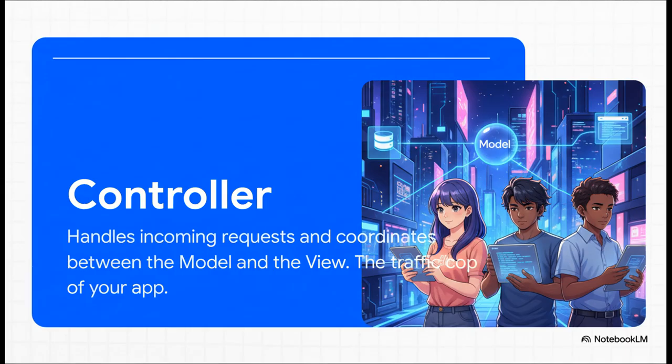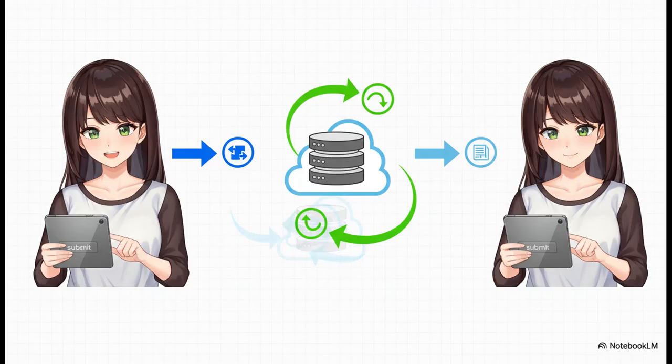Okay, now let's go out to the front of the house and meet our maitre d', the controller. You can also think of it as the traffic cop of the application. When a user clicks a button or submits a form, that request goes straight to the controller. It's the one that decides what happens next. And you can see that flow right here. A user hits submit, the controller grabs that data, maybe checks to make sure it's valid, then tells the model, hey, save this. And then, and this is super important, it redirects the user to a different page. This little trick prevents that annoying thing where you hit refresh and accidentally submit the same form twice.